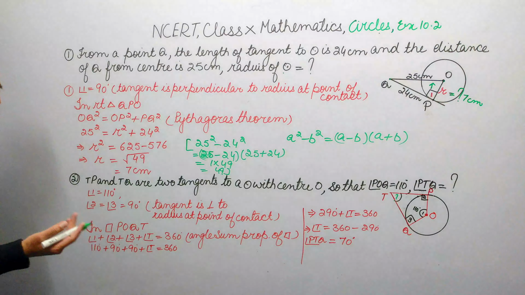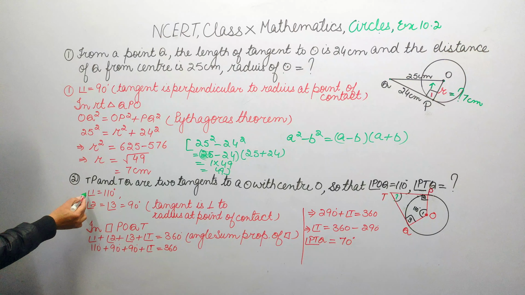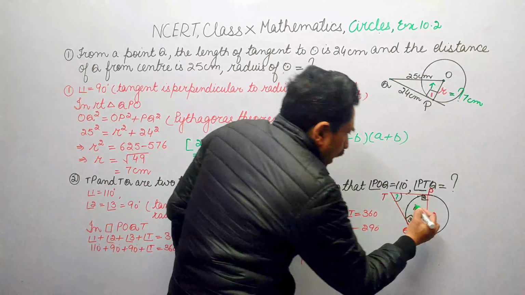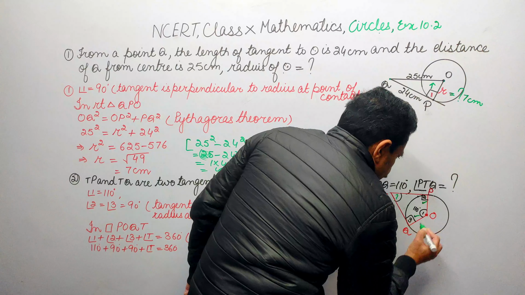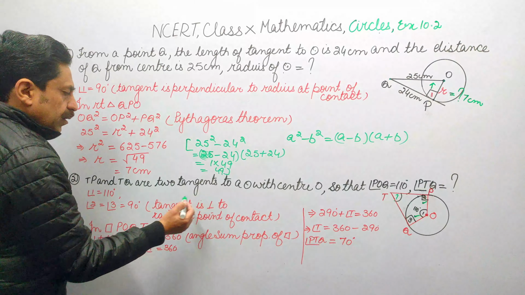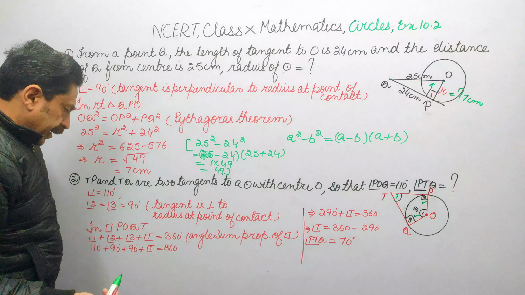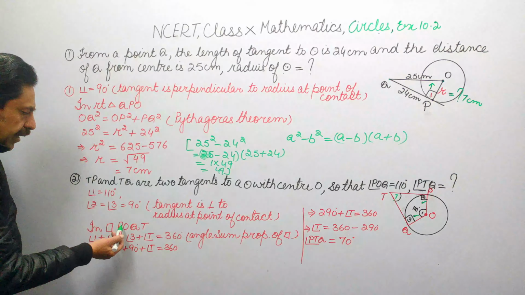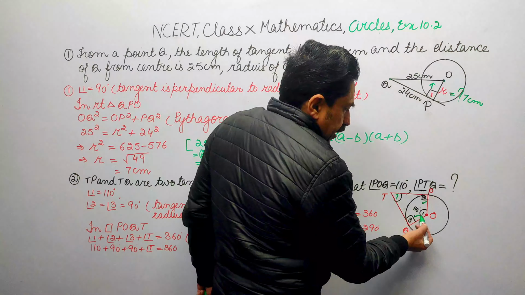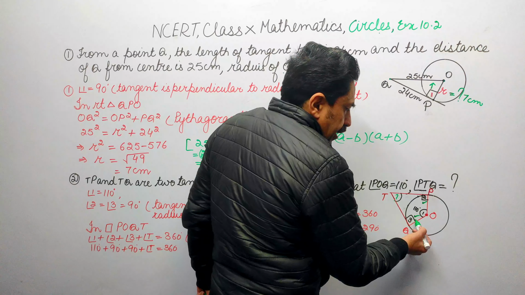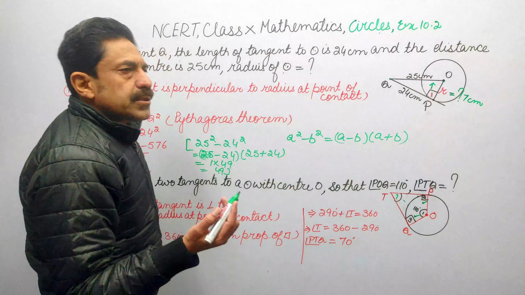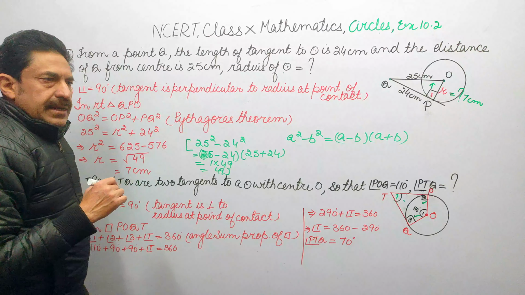Now the complete solution is this way. Angle 1 is equal to 110, which is given. What about angles 2 and 3? Each of them is 90 degree, as tangent is perpendicular to the radius at point of contact. Now in quadrilateral POQT, we know three angles: 110, 90, 90. Can we find the fourth angle? Yes, easily, using the angle sum property of quadrilateral.